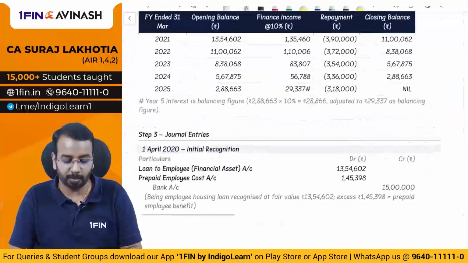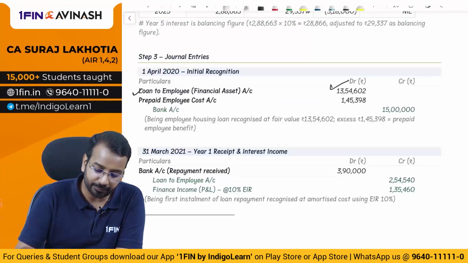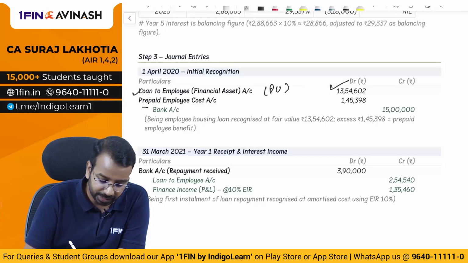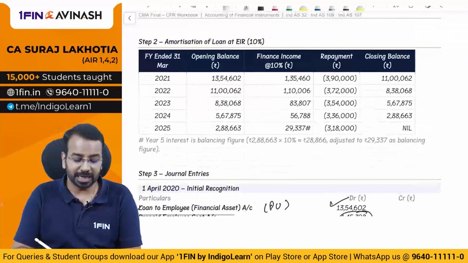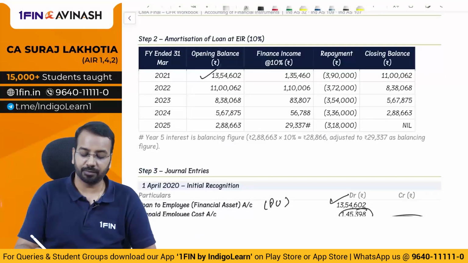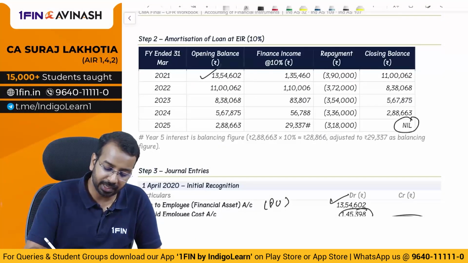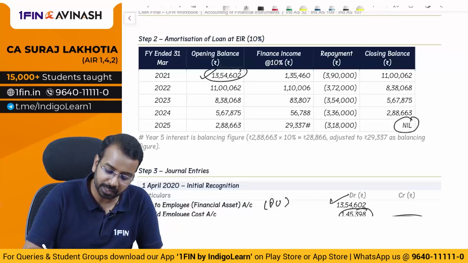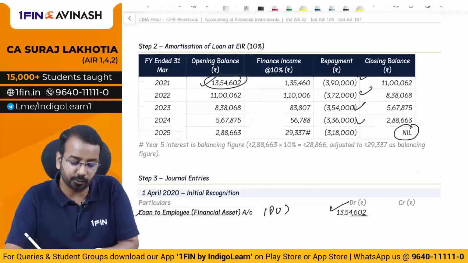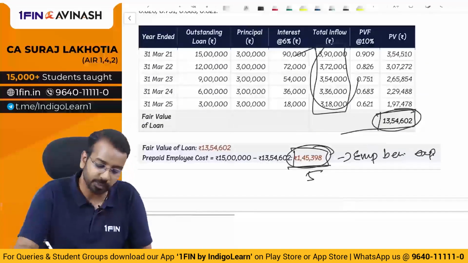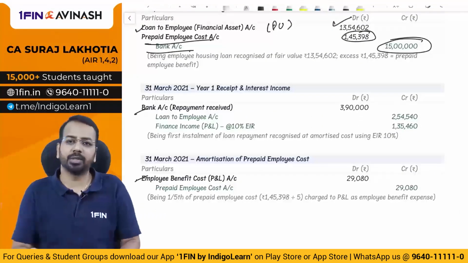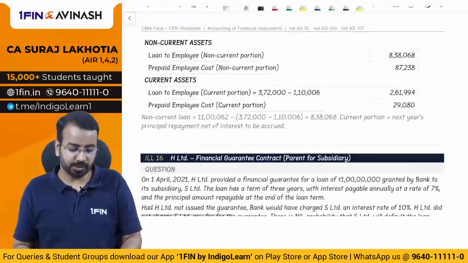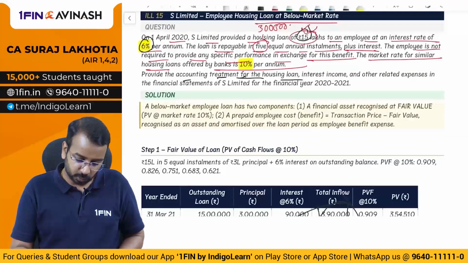So what is the first entry? Loan to employee at present value, the difference amount will go here, and the total amount you will credit to bank. The table will be based on the present value of the loan amount given, end balance will be 0. Every year income will be at 10% on opening balance, repayment 390, 372, 354. Where does it come from, sir? It comes from this particular table. And every year you can pass the entry like we do in the case of normal interest income and expense. Provide accounting treatment for loan, interest income and other related expenses in the financial statements of S Limited, we have done.